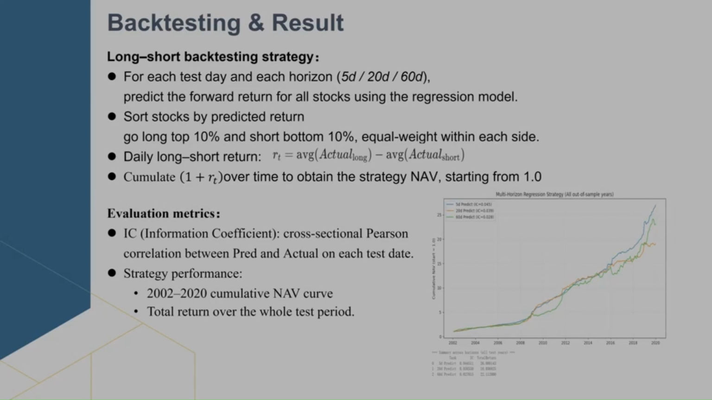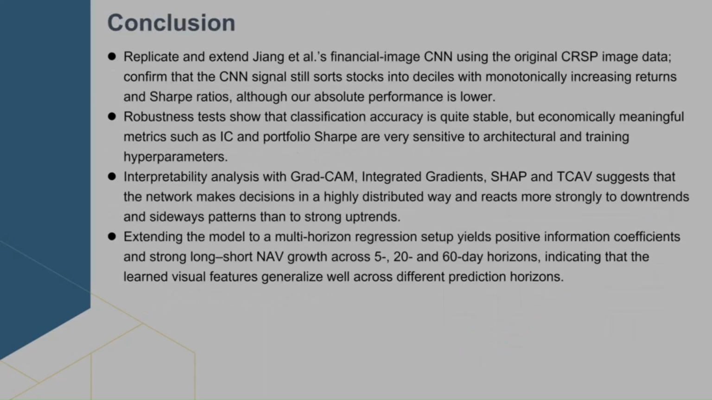To evaluate these models, I run a unified long-short backtest for each test day and each horizon. I predict the forward return for all stocks, rank them by the prediction, then go long the top 10% and short the bottom 10% with equal weight within each side. As evaluation metrics, I look at actual returns and the cumulative net curve over 2002 to 2020.